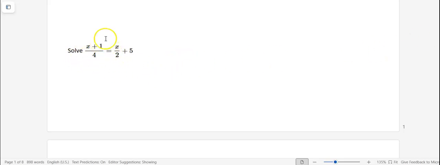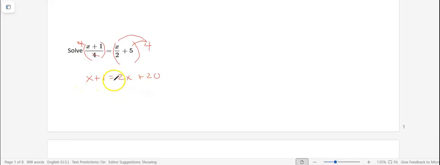If I have fractions on both sides, the easiest way to solve this is to find something that both of these can multiply into. I could make it 8, since 4 times 2 is 8, but I see they're both divisible by 4, so I can multiply both sides by 4. This side, the 4's cancel, and I'm left with x plus 1. This side, since there is a plus in the middle, I need to distribute that through. 4 over 2 is 2, so I'm left with 2x on the numerator, plus 20.